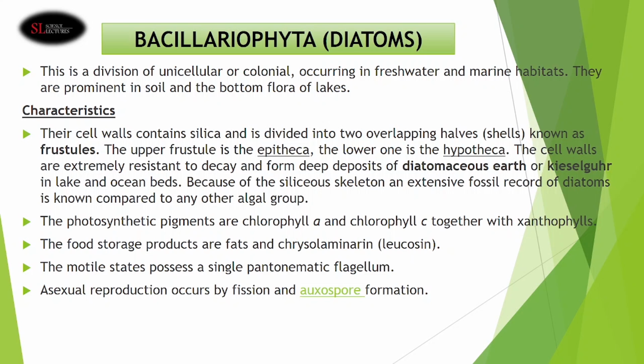Then their major photosynthetic pigments are chlorophyll A, chlorophyll C, alongside other xanthophytes. And their food storage products are fats and chrysolaminarin. Then their motile states possess a single pantonematic flagellum, and their sexual reproduction is by formation of auxospores.